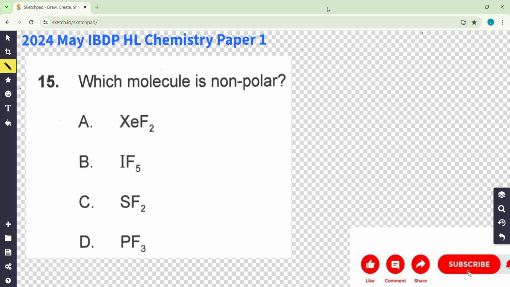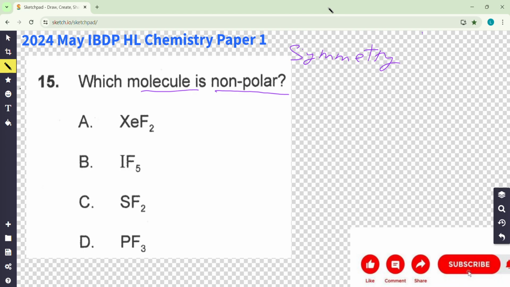Question 15 is about which molecule is non-polar. So look at all these covalent bonds. They have different electronegativity, so they must be polar unless they have some symmetry. Okay, and the non-polar ones cancel out each other's polarity by symmetry. Okay, so look at them.